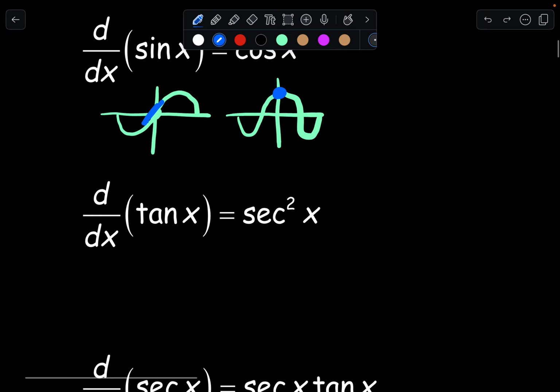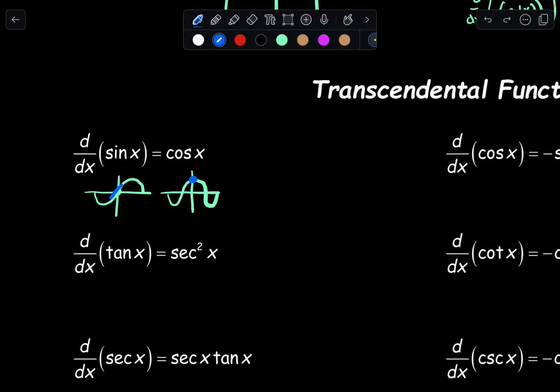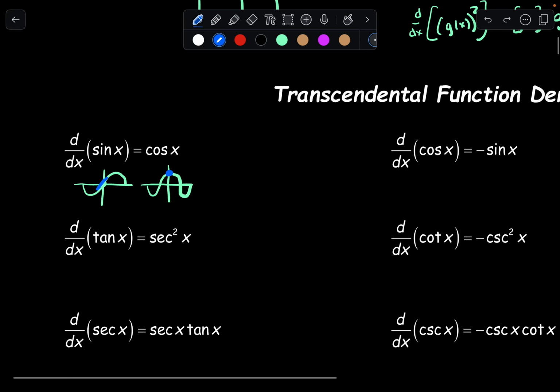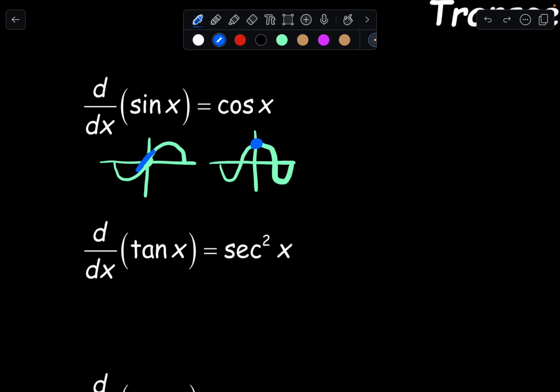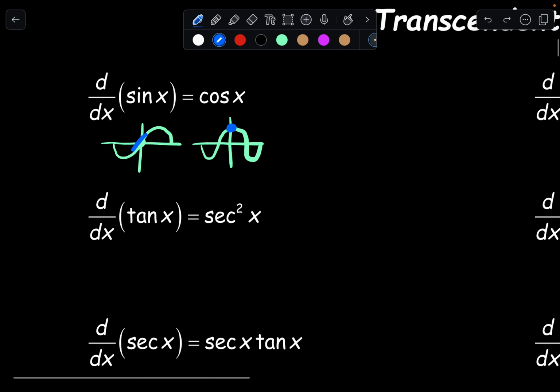From here, the derivative with respect to x for tan of x is secant squared x. There are proofs for all of these. I'm not going to go through them because this video would be a few hours long. But again, you can look these up if you want to. However, for these, memorization might be the best key.